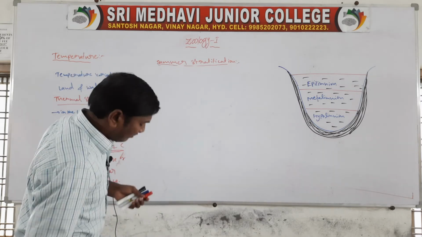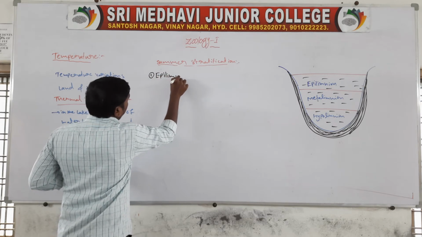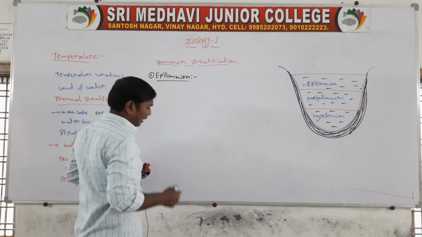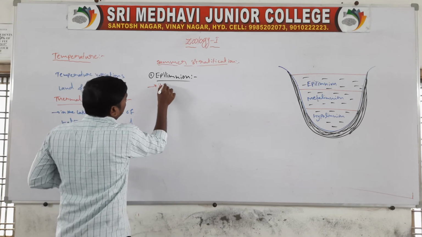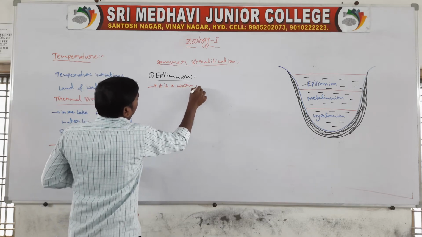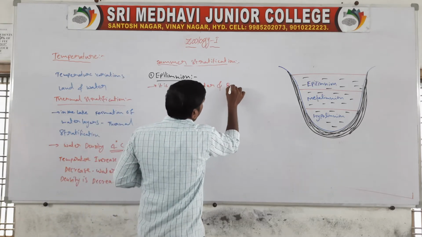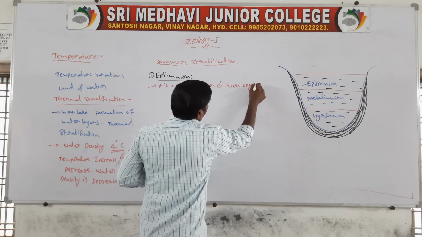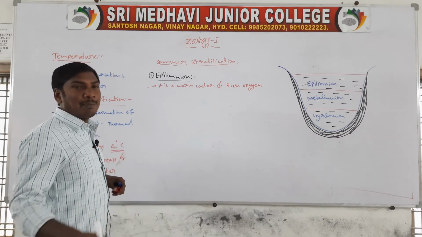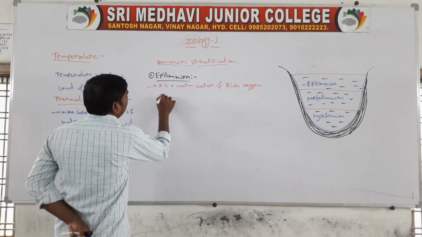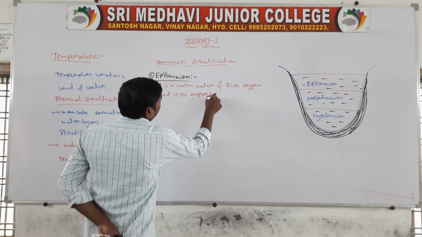First heading, Epilimnion. The first layer, Epilimnion, is warm water that contains rich oxygen, and it is the upper layer.